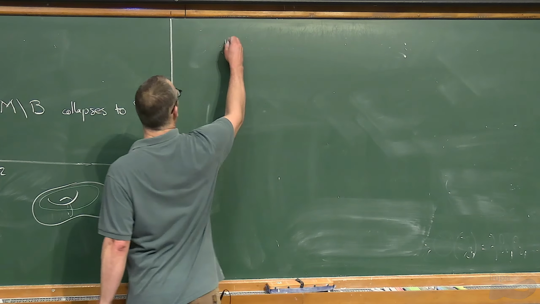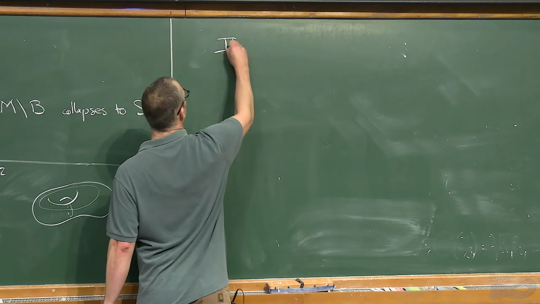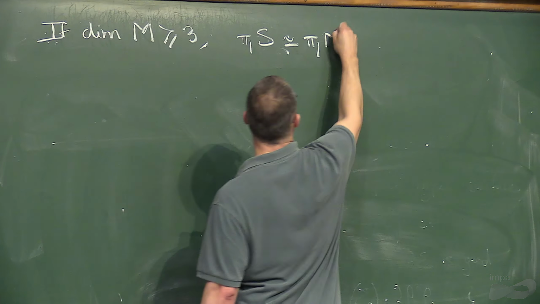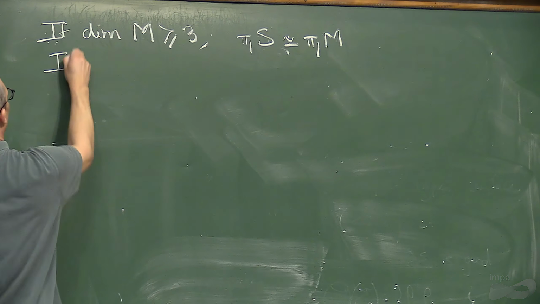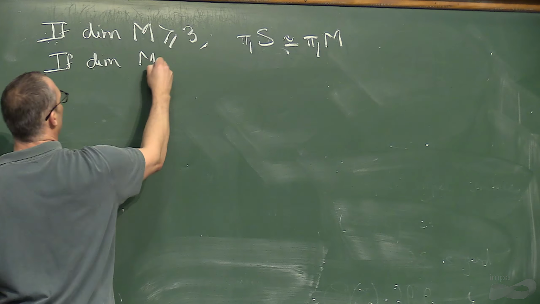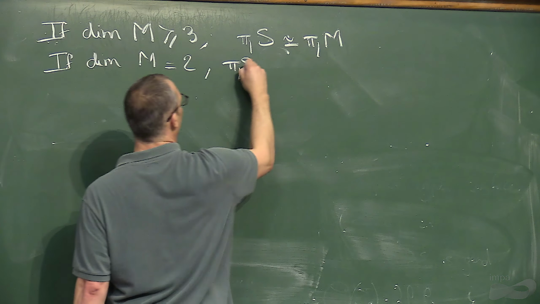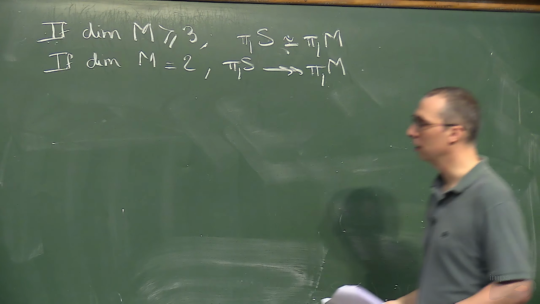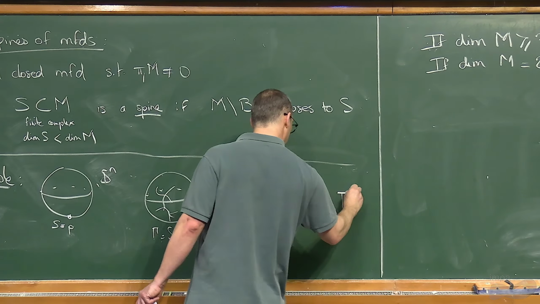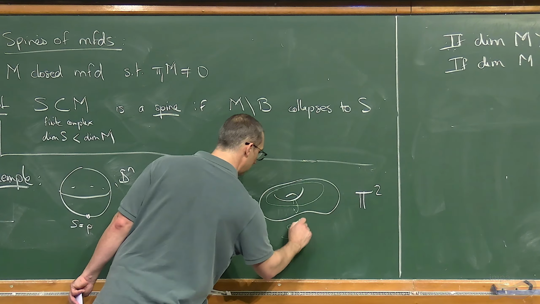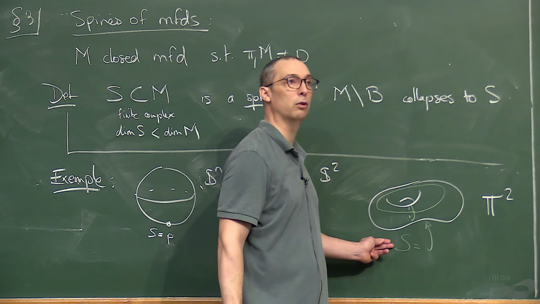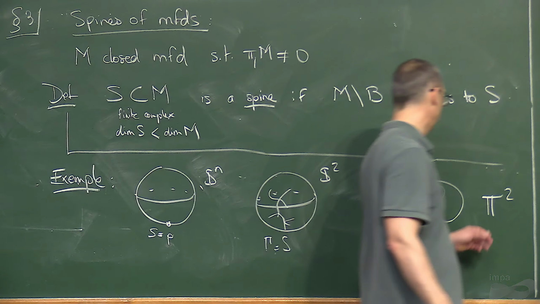And we have the following. If the dimension of M is bigger than or equal to 3, then the π1 of the spine is isomorphic to the π1 of the manifold. Okay? And if the dimension of M is equal to 2, you only have a surjection on your fundamental group. So here, for the two-torus, the spine is this graph. And of course, the fundamental group here is the free group with two generators, and this is not Z².